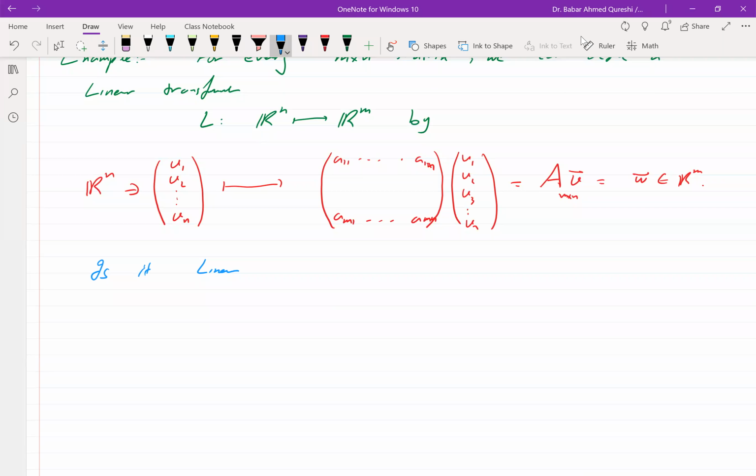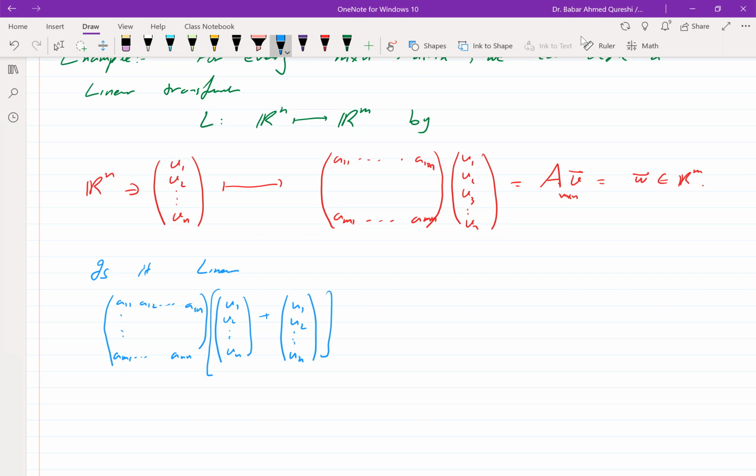Very easily we can check. If I have this matrix A with entries up to A1n and I multiply this matrix with a sum, what will happen? I will have this matrix as it is, and I will have this sum.